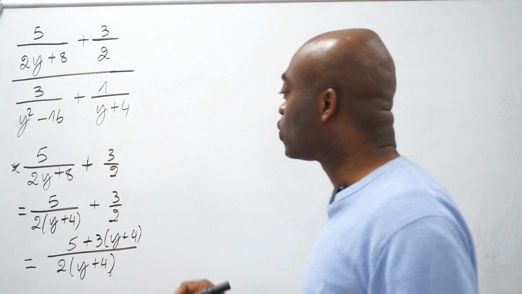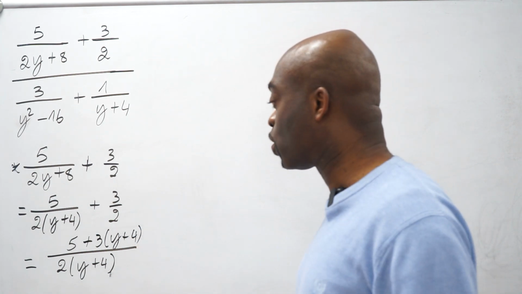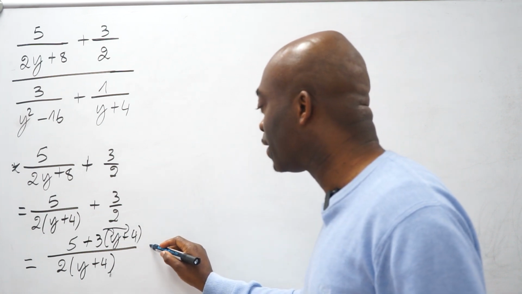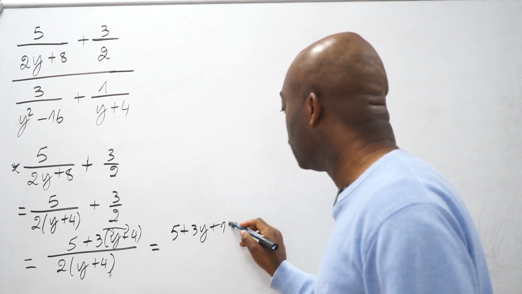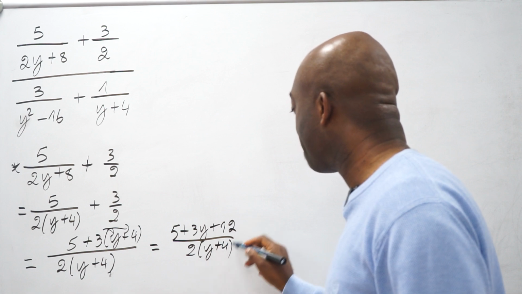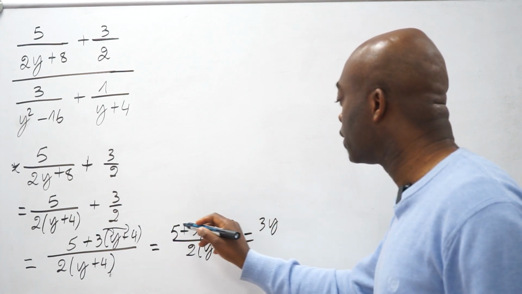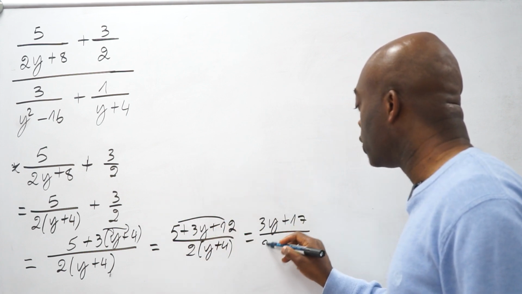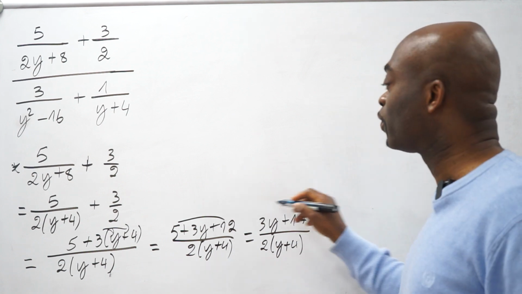Once we get that, what's going to happen now? You combine whatever you have as like terms. So 3 times y, 3 times 4. That would give us 5 plus 3y plus 12 divided by 2 times y plus 4. And that would give us 3y plus 17, because you have to combine these two, over 2 times y plus 4. And that's what you get for the top expression.